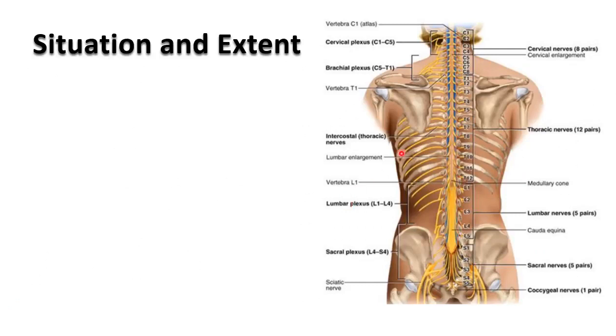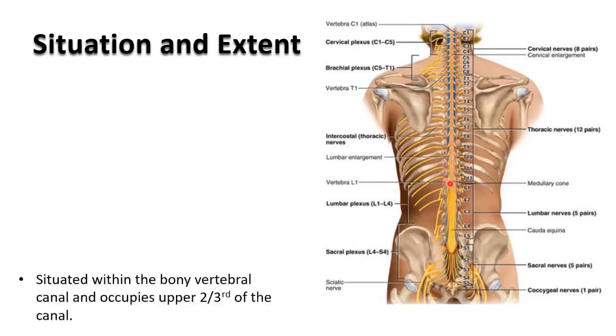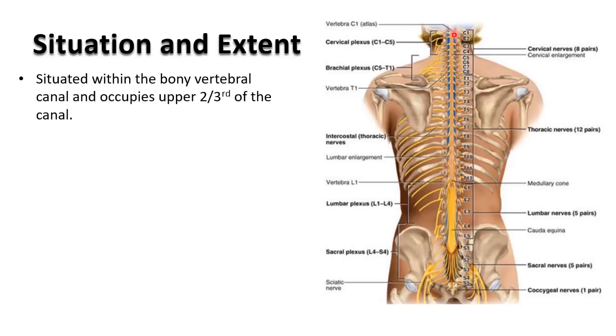So where is the spinal cord situated? It is situated deep within your vertebral column. Clinically, the vertebral column itself is referred to as the spine. So when they say spine, they are referring to the vertebral column. Okay, so there is the body of the vertebra, and behind you have the pedicle and the lamina of the vertebra. Between them you have an opening or canal, which is called the neural canal or the vertebral canal. Within the full length of the vertebral canal, the spinal cord is situated and occupies the upper two-thirds.